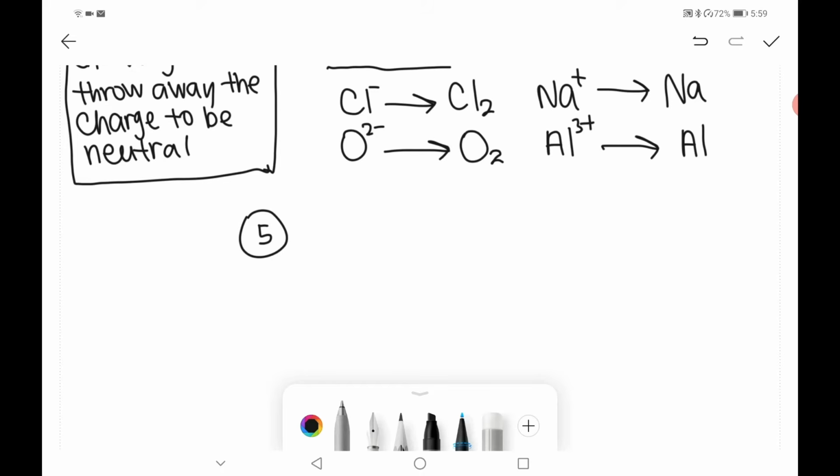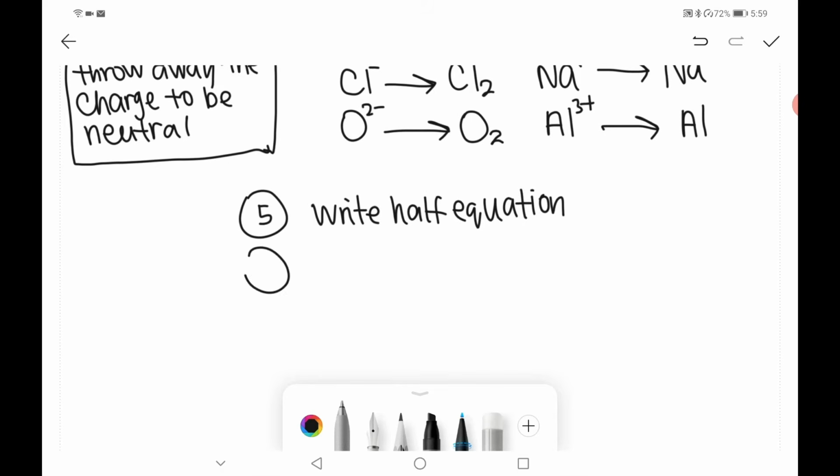Step number 5: we can write the half equation. I mentioned many times already, the half equation is the most important thing in this chapter. After we have the half equation, you can use it to do your apple to apple comparison, the oxidation and reduction thing, and you can also use the half equation to get the observation.